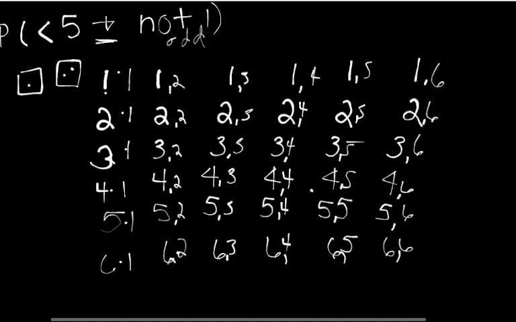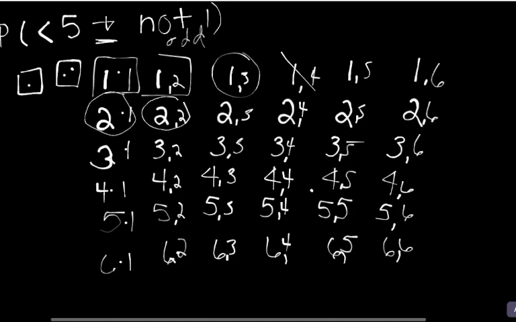Okay, this is less than 5. We're going to circle all the ones less than 5, less than 5, not less than 5, less than 5, less than 5, and the rest of them are greater than 5. So, and it's not odd. Is this not odd? Okay, so this gives us 1, because 1 plus 3 is 4.